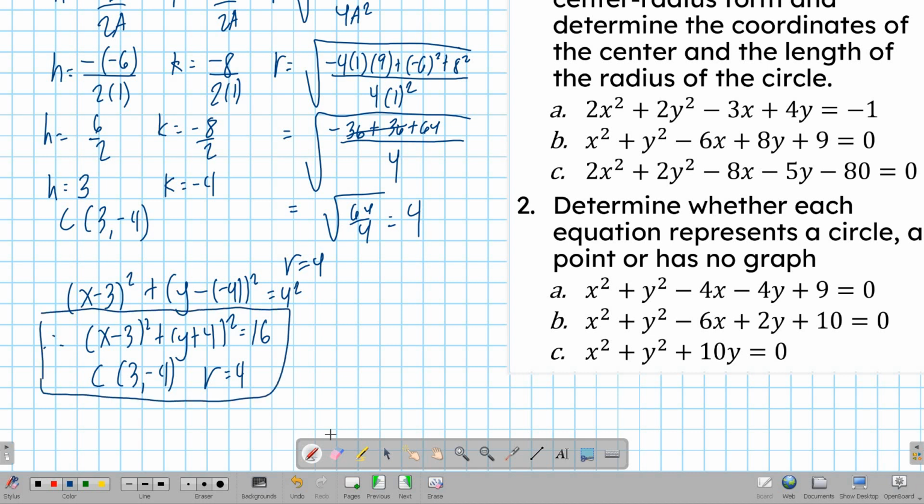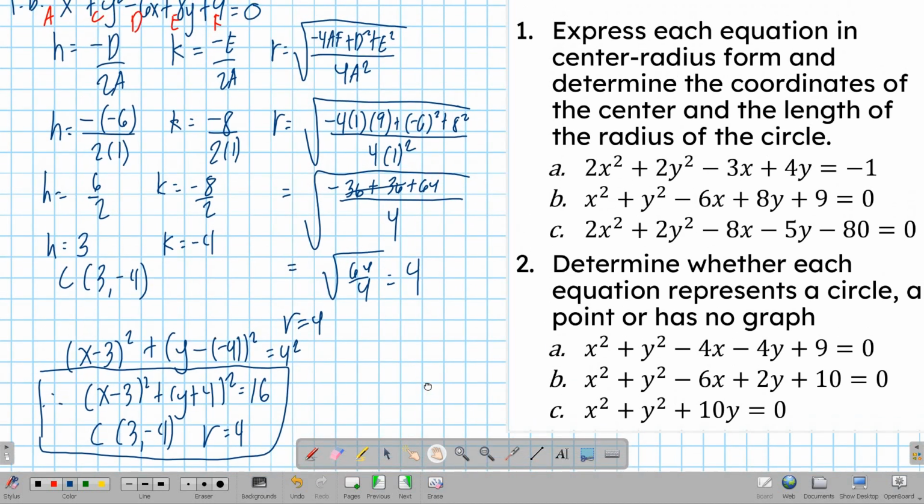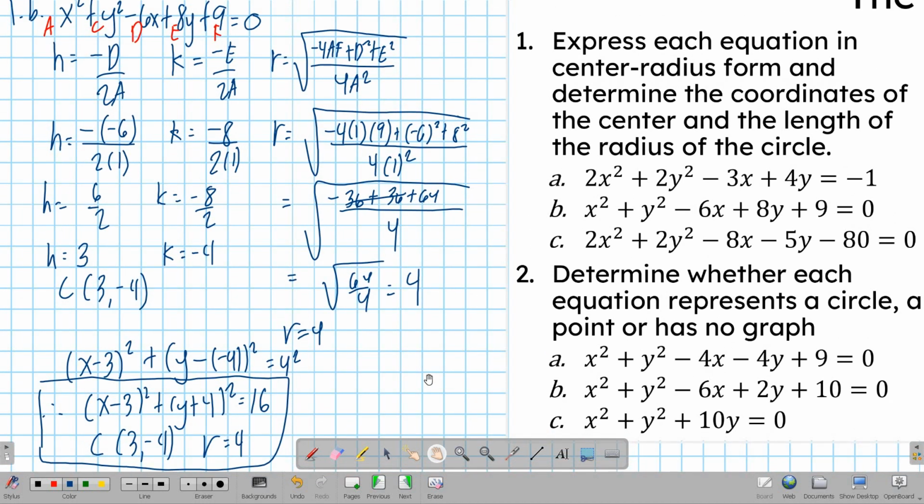So you have the option whether to use the first method, which is more of the algebraic solution, where you can practice your algebra, or you can use the second method, which more or less uses a formula. It gives you a shorter time, a more efficient way of finding or solving the center radius form.